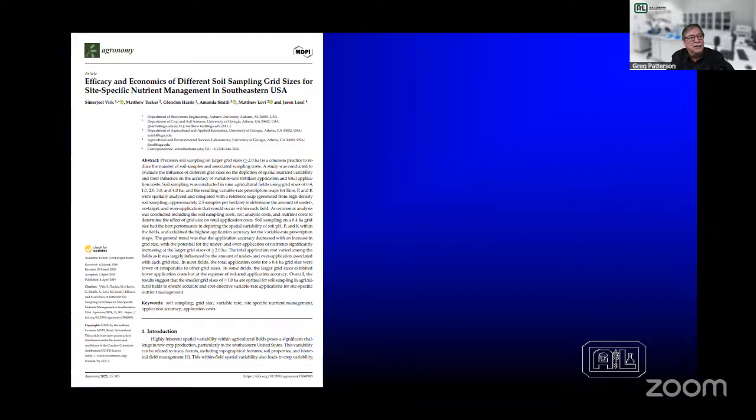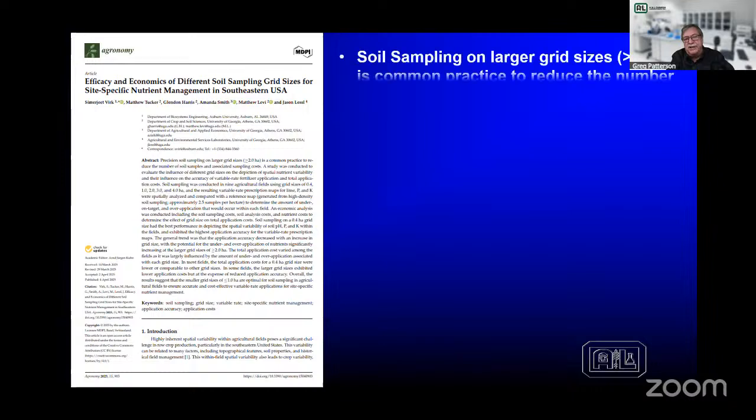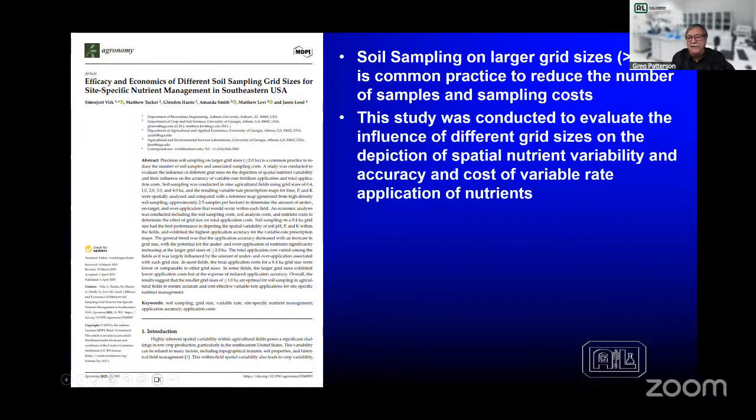Another article I sent through was this one that was done looking at different grid size, because a lot of people try to, again, because of the economy of sampling, they try to reduce the number of samples of the grid size. So there's a lot of different grid sizes that are used out there that people work with to try to come up with a more efficient, more effective way to take samples. And a lot of times, sampling soils larger, grid sizes greater than 2 acres or 2 hectares is a common practice to reduce this number of samples. But this study evaluates that and shows that the different grid sizes on spatial variability of the information really have a problem with accuracy and cost of variable rate application of nutrients.